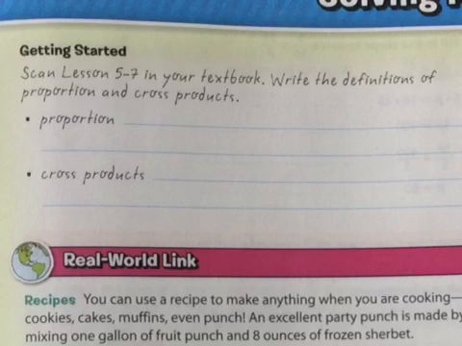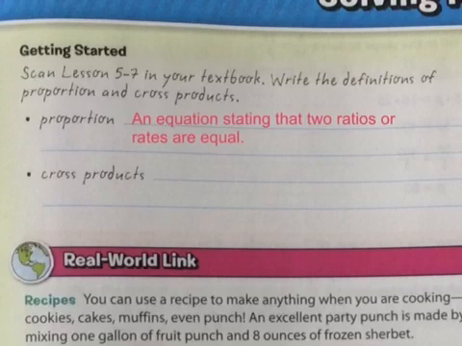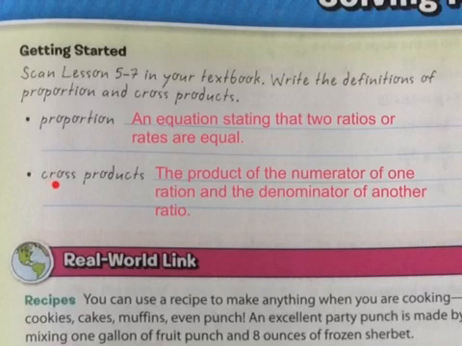In this lesson we've learned about what a proportion is and how to use cross products. What does this mean? Well, a proportion is an equation stating that two ratios or rates are equal. They are proportional. We use cross products to identify if two rates or ratios are proportional. And how do we do that?